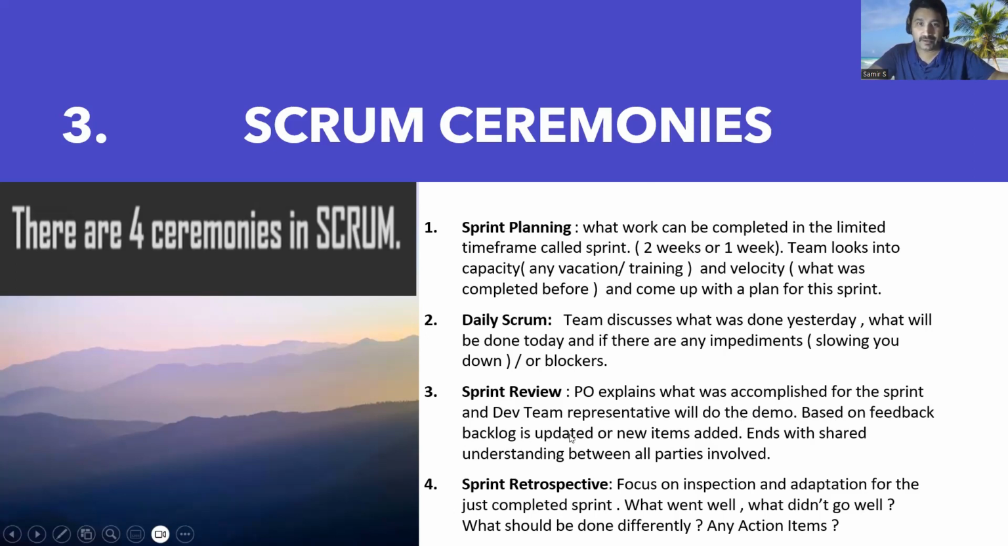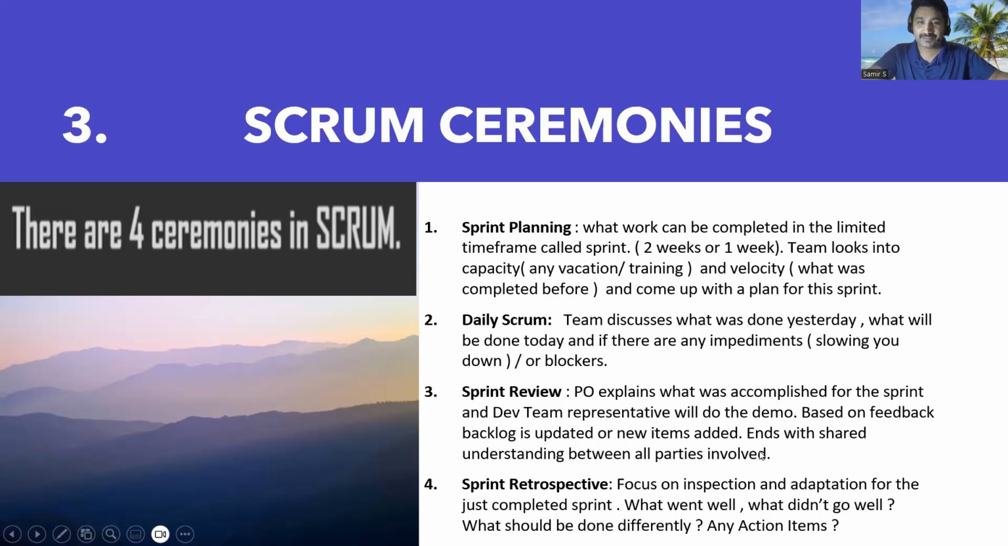So based on the feedback, now you demoed the software. Let's say they say, okay, we want something else. We didn't expect this. Then we have to update the backlog, right? The product backlog has to be updated, and new items are added or removed based on the discussion in the sprint review. And this meeting ends with shared understanding between all parties involved.